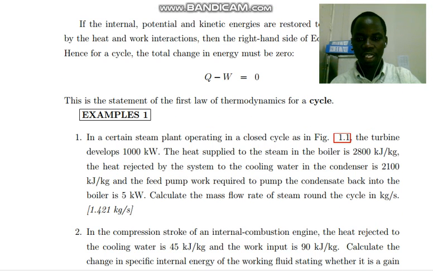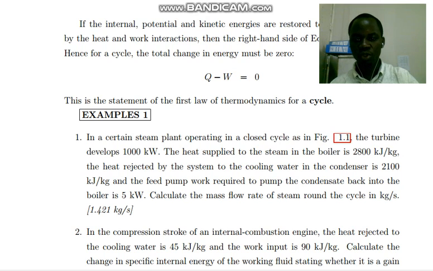So we can take an example here: a certain steam plant operating in a closed cycle. The turbine develops 1000 kilowatts. The heat supplied to the steam in the boiler is 2800 kilojoule per kg, and the heat rejected by the system to the cooling water in the condenser is 2100 kilojoule per kg, and the feed pump work required to pump the condensate into the boiler is 5 kilowatts. Calculate the mass flow rate of the steam around the cycle.